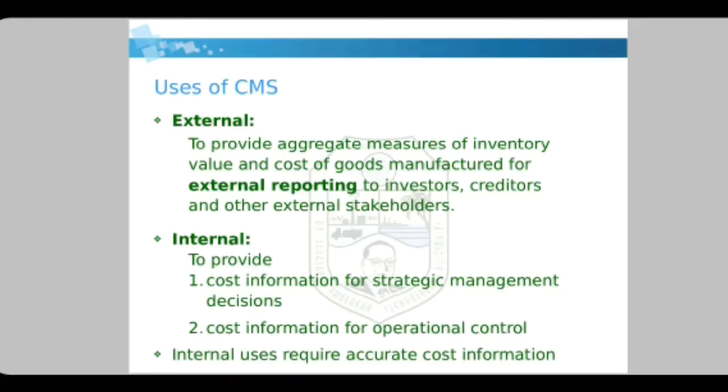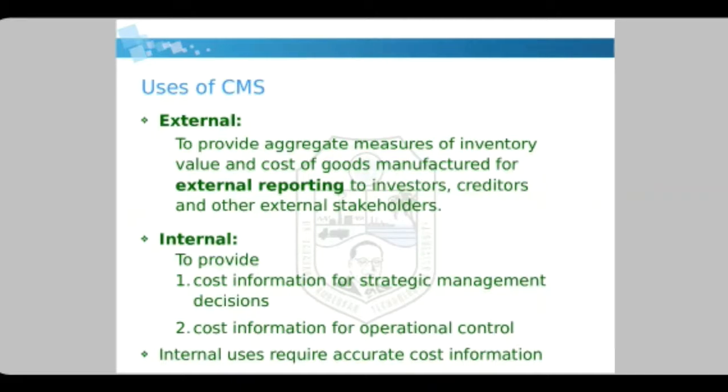If you have to take internal decisions like strategic management decisions, like whether to start a new plant, then they should think whether they have enough money to start a new plant, whether they will be in profit. So these are strategic decisions. For taking such strategic decisions, they need to have exact or accurate information about cost. But for external uses, it is not mandatory to have accurate cost information. So these are external and internal uses of the cost management system.